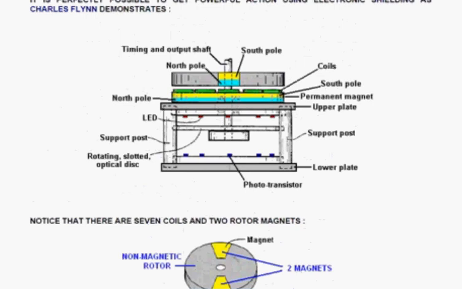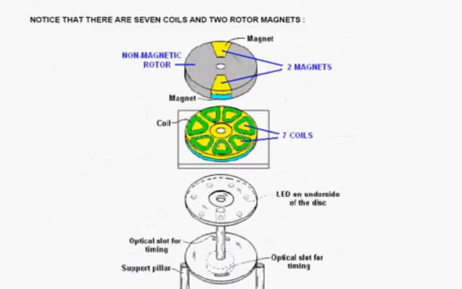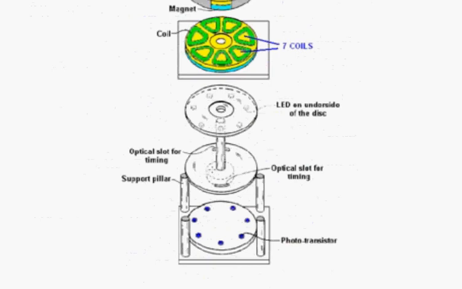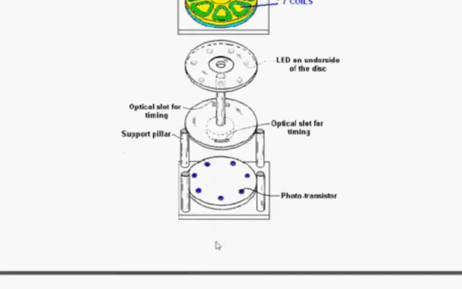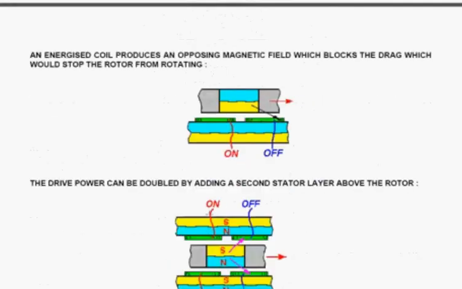Now, the disc magnet itself is sitting with a hole through it, which allows the rotation of the central shaft. And that central shaft is both output and timing. The shaft itself supports a disc, and the disc has got 2 slots in it. And the slots allow light to pass from light-emitting diodes through the slot to either phototransistors or light-dependent resistors. And that gives you the synchronization.